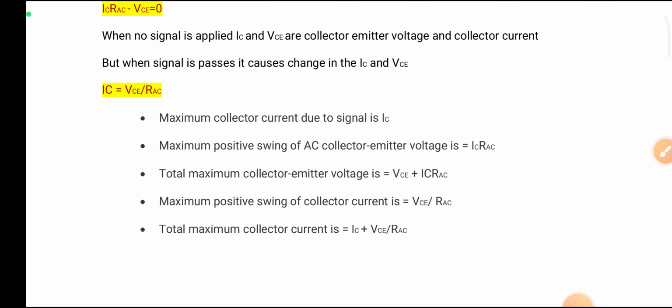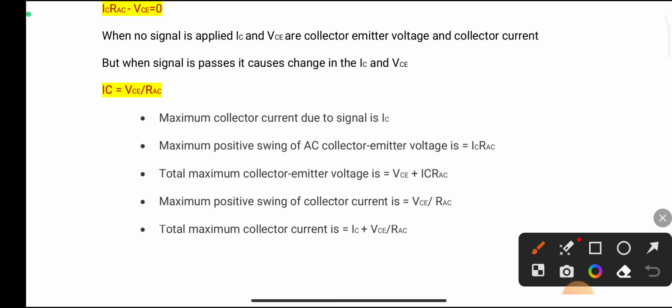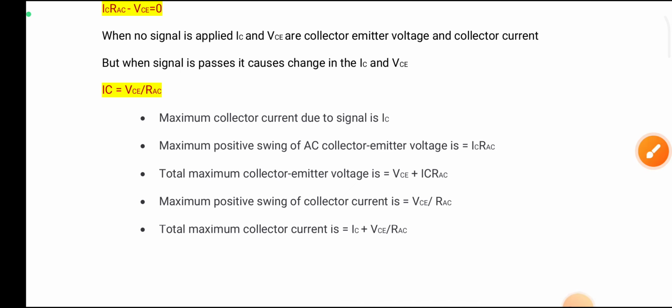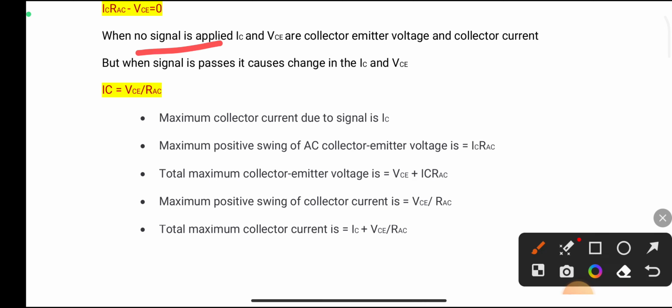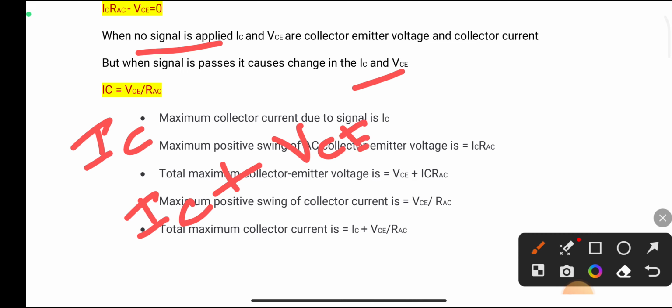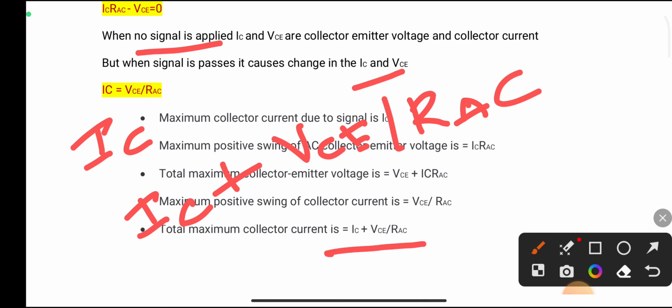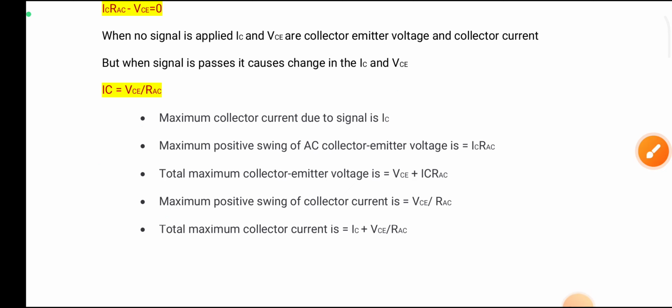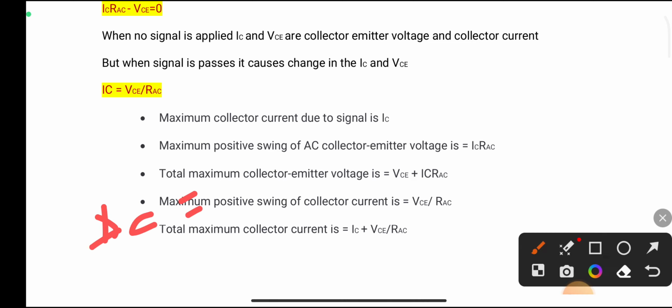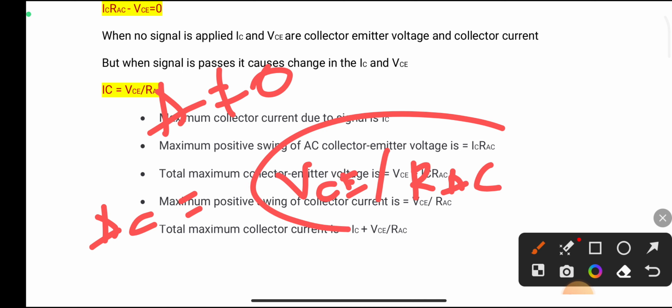Next, the maximum positive swing of collector current. We get the relation IC is equal to VCE by RAC. When there is no signal, we have just IC. When a signal is present, IC changes to IC plus VCE by RAC. So this is called the total or maximum collector current. When AC is present, the collector current becomes IC plus VCE by RAC. When there is no AC, this maximum change becomes 0.